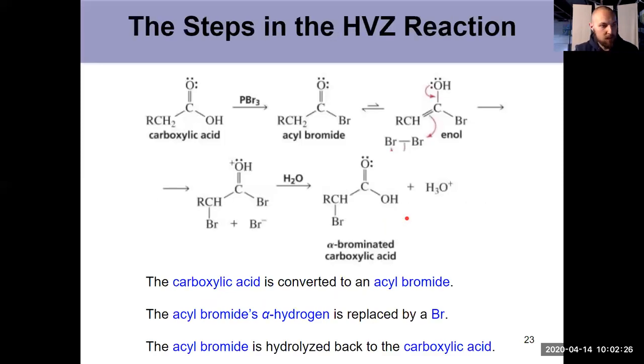Well, first, it converts our carboxylic acid to an acyl bromide. That acyl bromide is in equilibrium with the enol form. And then when we're in the enol form, look, that should look similar. Kick that down, bump over, right? Form this species over here. Water takes me back to the keto form, which in this situation is the alpha brominated carboxylic acid. Hydrolyze it back. Easy stuff.